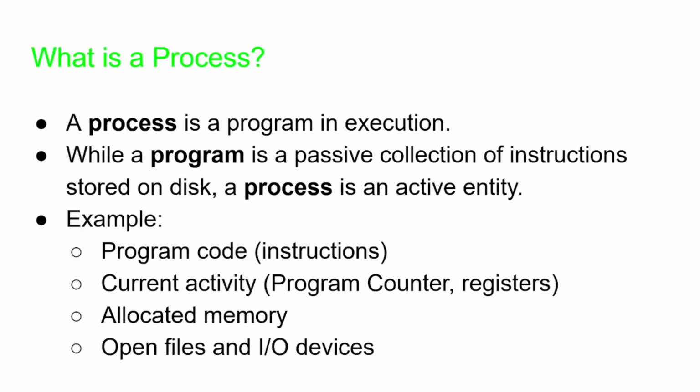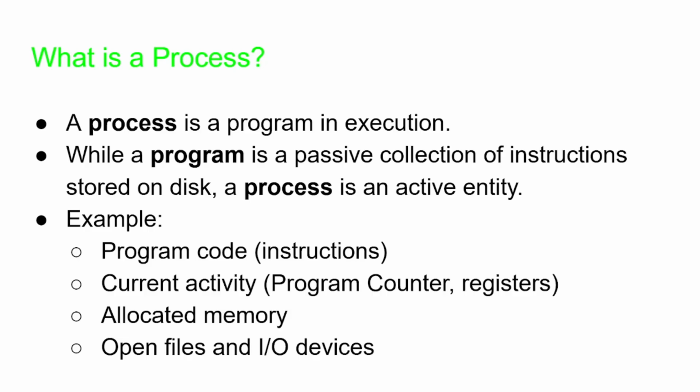So, what is a process? A process is a program in execution, while a program is a passive collection of instructions stored on a disk. The process is an active entity loaded into the memory, assigned resources, and managed by the operating system.